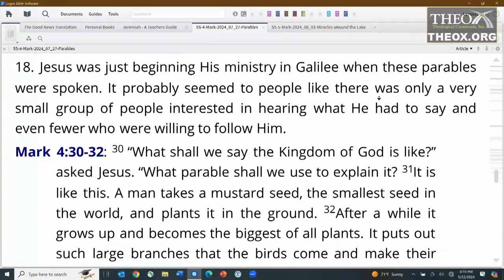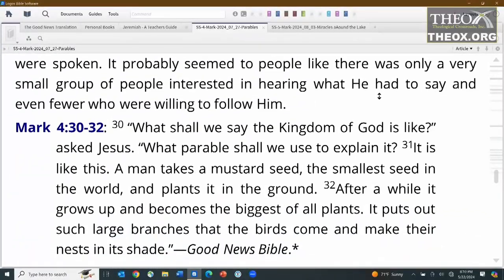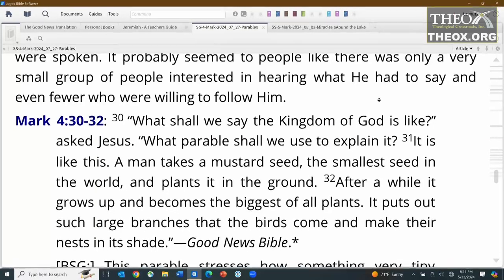Mark chapter 4, verses 30 to 32. What shall we say the kingdom of God is like? Asked Jesus. What parable shall we use to explain it? It is like this. A man takes a mustard seed, the smallest seed in the world, and plants it in the ground. After a while, it grows up and becomes the biggest of all plants. It puts out such large branches that the birds come and make their nest in its shade.